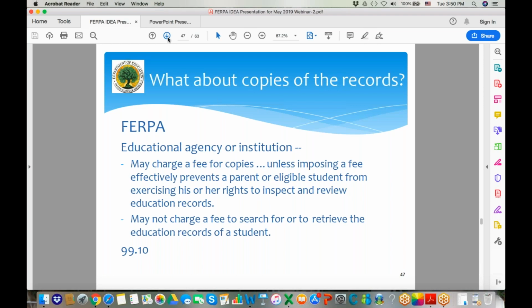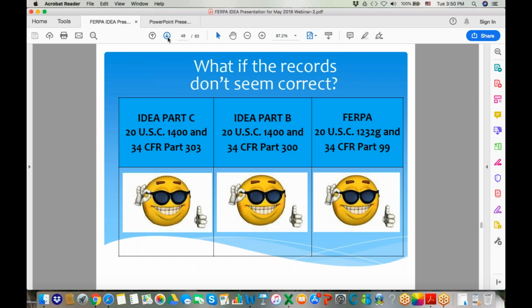And if they do give copies, they can't charge a fee for retrieval, but they could charge fees for copies, much like you see in the IDEA context. Next slide. I'm sorry, go ahead, Kala.